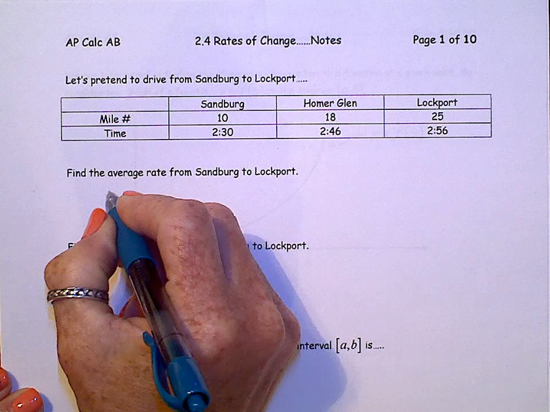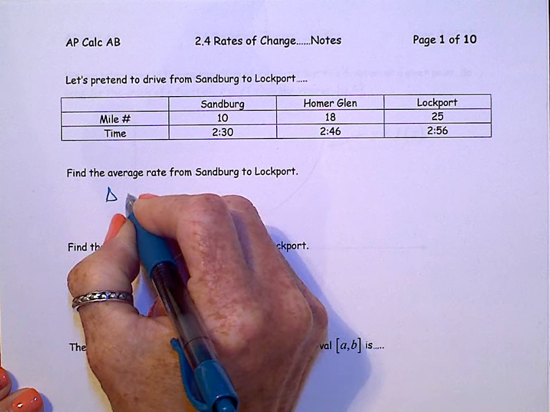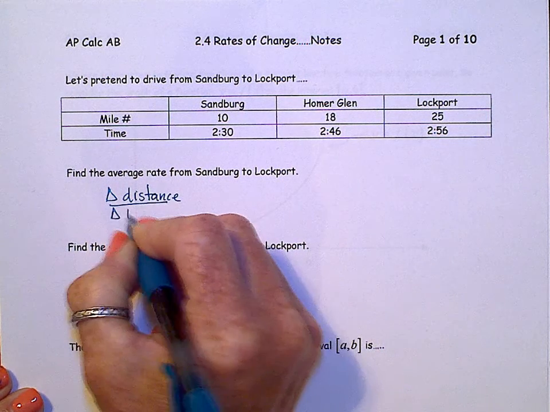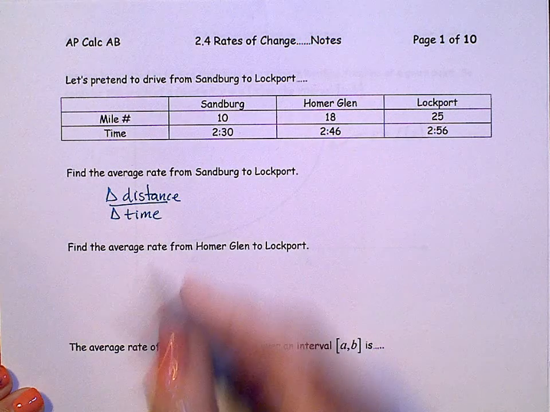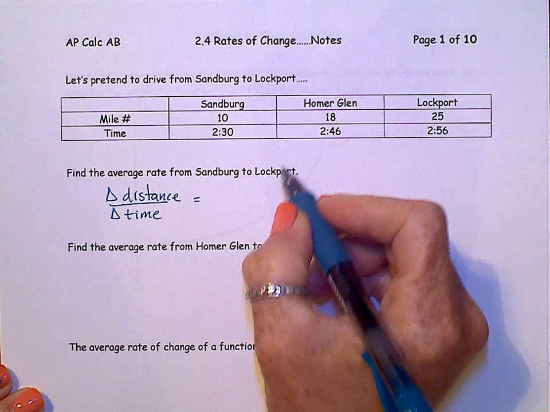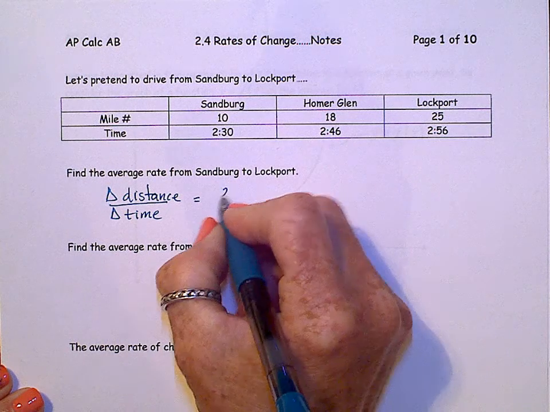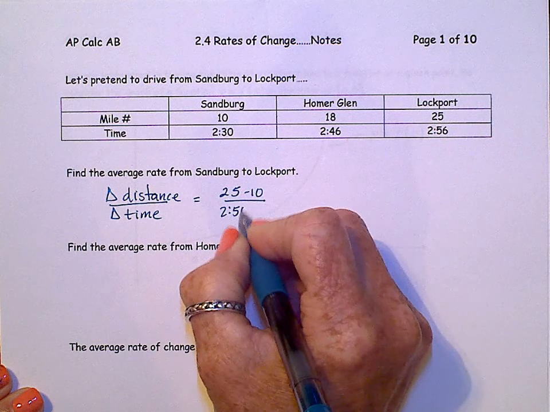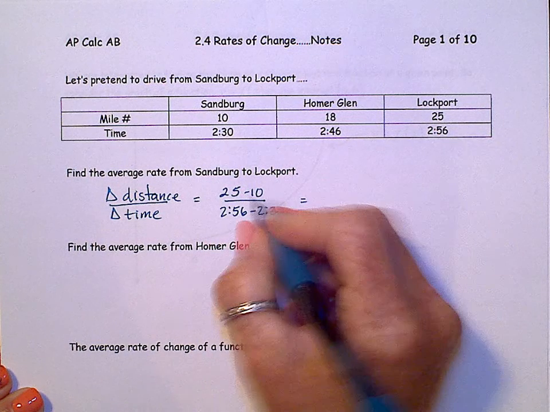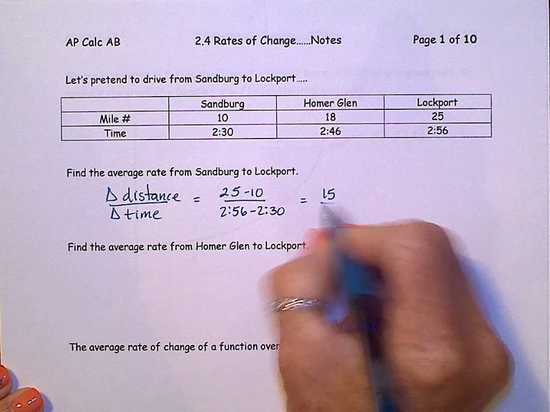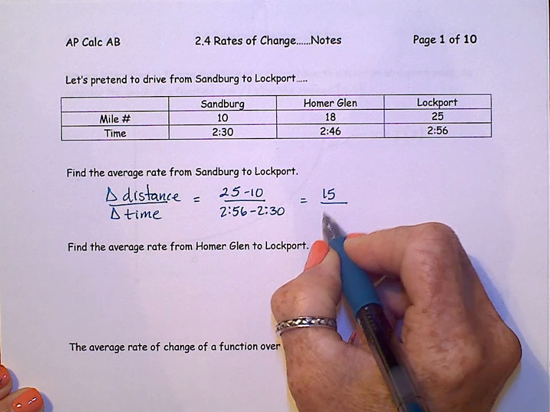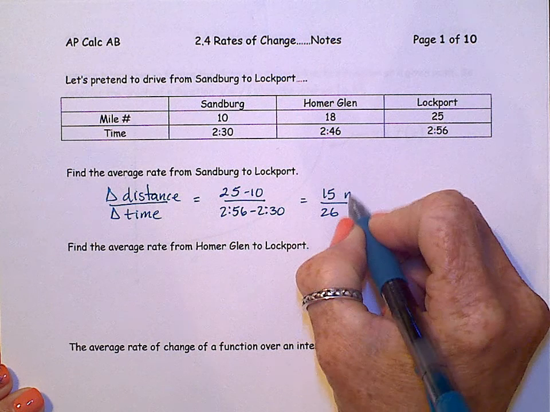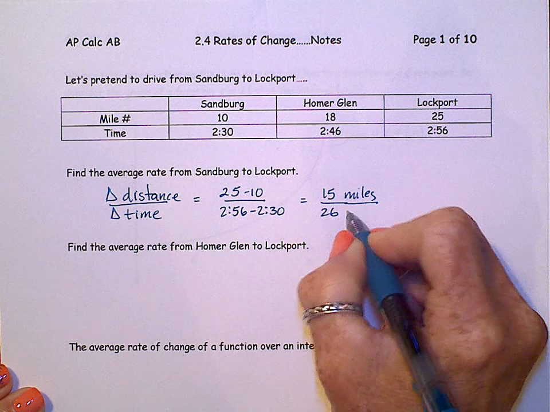Average rate is going to be change in distance divided by that change in time. So distance from Sandburg all the way to Lockport, 25 minus 10, over 256 minus 230. And we'll get 15 over 26 units. This was miles per minute.